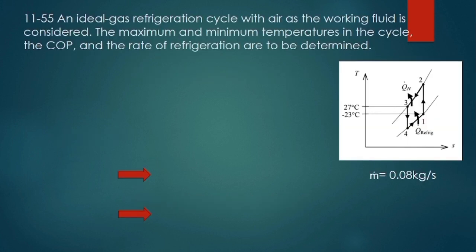So this is my problem. You can see this problem from the book of Cengel, Solution Manual. Problem 11-55. An ideal gas refrigeration cycle with air as the working fluid is considered. The maximum and minimum temperature in the cycle, the COP, and the rate of refrigeration are to be determined. So we are looking for the maximum and minimum temperature, the COP, and the rate of refrigeration.